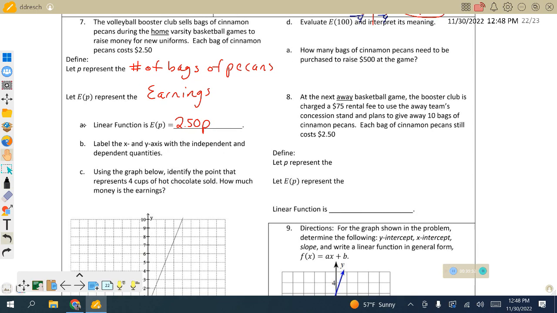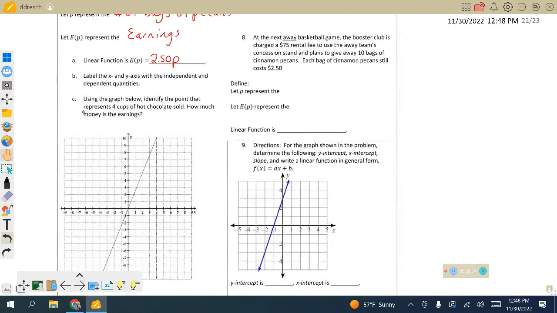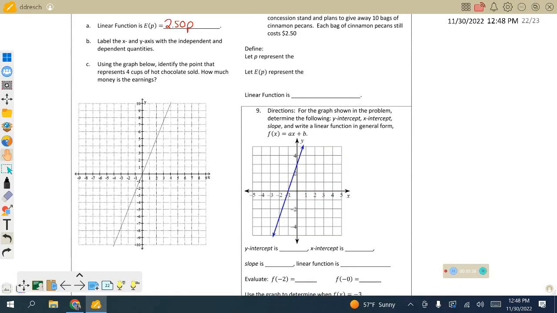We got an equation. Let's look at the graph because we can, but let's make sure we're looking at the right things. The x-axis is always representing that independent variable we labeled, which in this case is the pecans, right? And then our y-axis has always been the earnings. Sometimes we can use the graph, sometimes we can't.